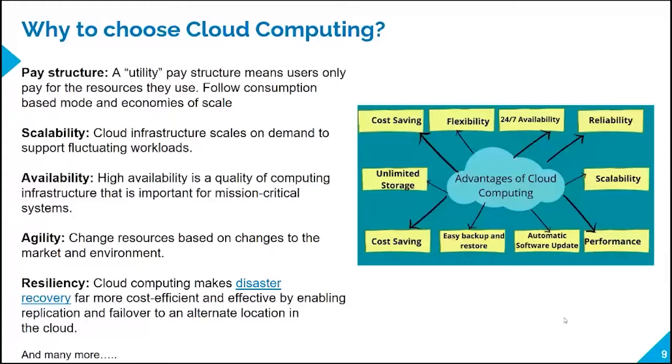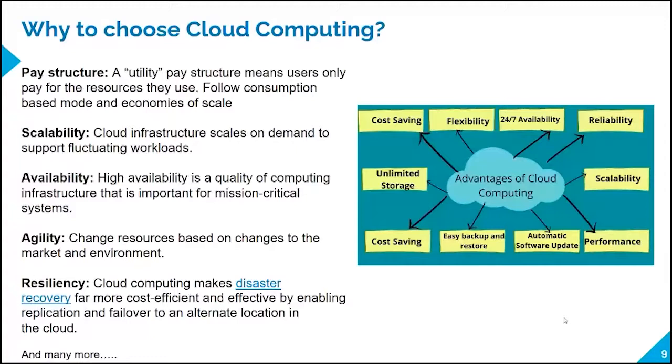Okay, scalability. Cloud infrastructure scales on demand to support fluctuating workloads. As I told you earlier, for example, if your application is receiving 1,000 requests now, and suddenly your application becomes a success and is getting tens of thousands of requests, then cloud service providers will automatically scale your application, so that the latency will be decreased.